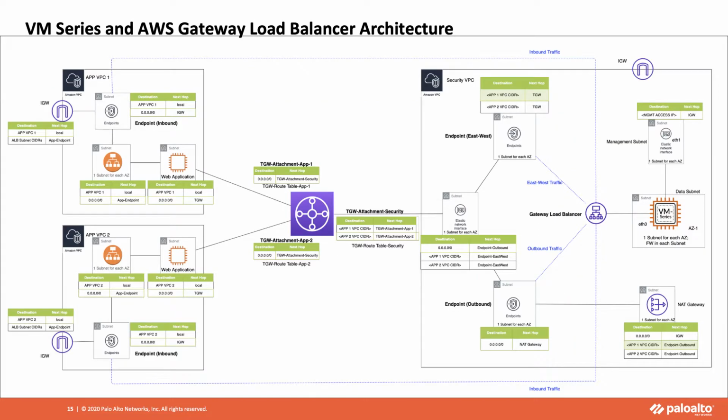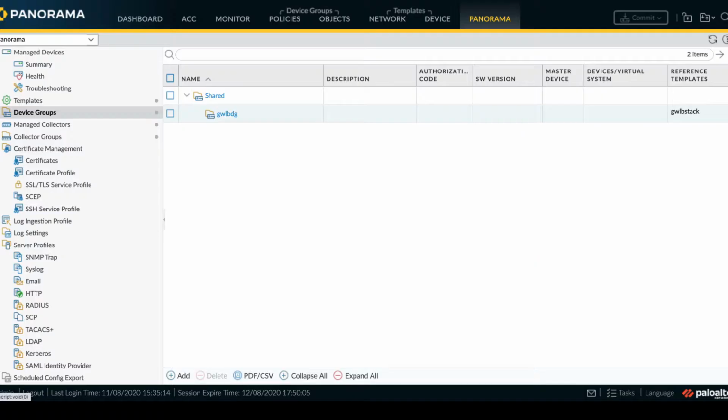This is the more detailed diagram with the specific routes that the CloudFormation template will populate. I have a Panorama 10.2 configured with a device group ready to receive new firewalls as they come up. Currently, as you can see, it's empty, but once I'm done running the templates, after successful installation, those firewalls will show up here under this particular device group.